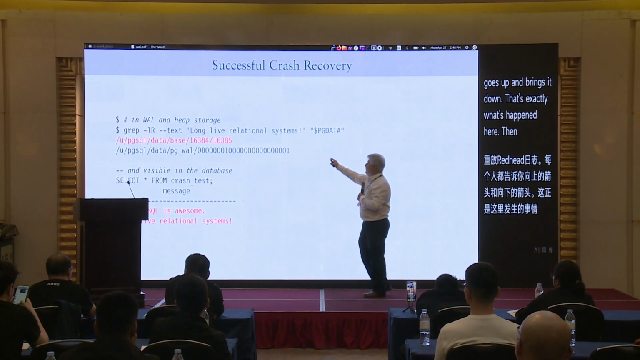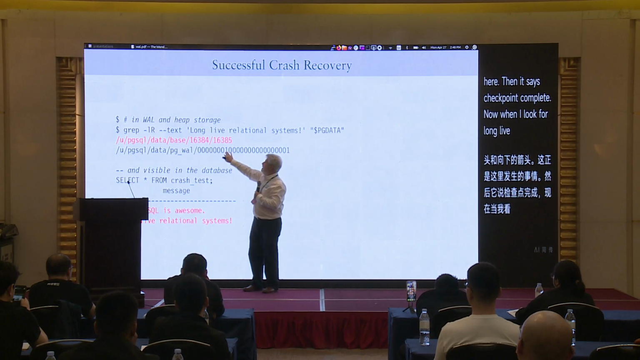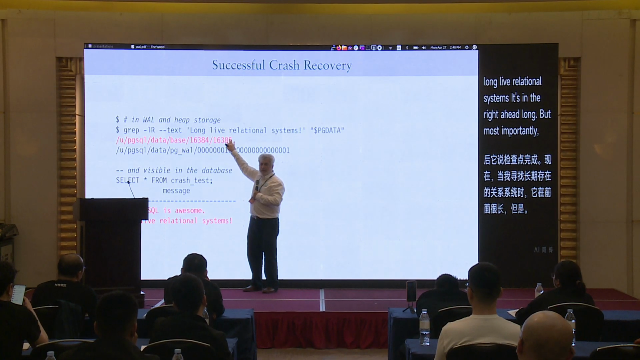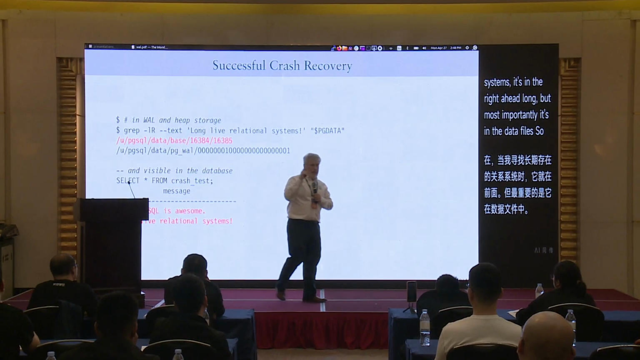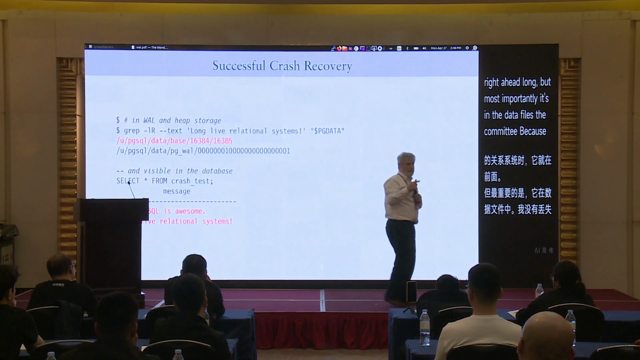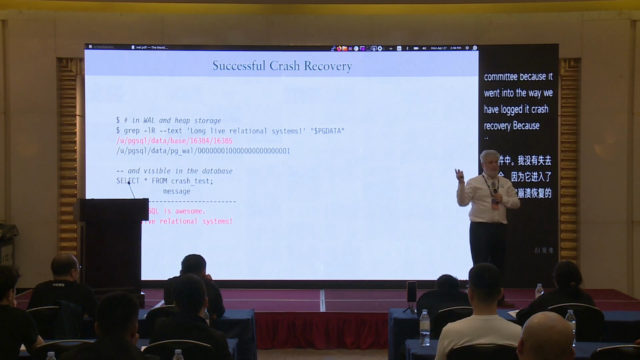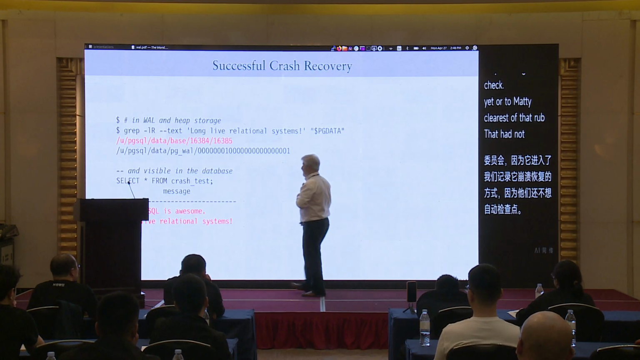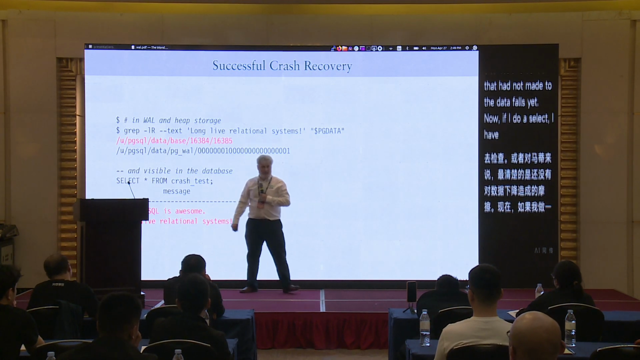And now when I look for long-lived relational systems, it's in the write-ahead log, but most importantly, it's in the data files. So I have not lost the commit because it went in the write-ahead log, and crash recovery, because I hadn't run a checkpoint yet, automatically restored that row that had not made it to the data files yet. And now, if I do a select, I have both my records, Postgres is awesome, and long-lived relational systems.